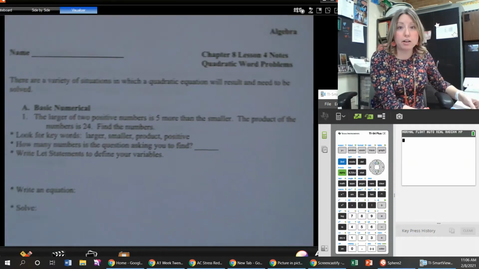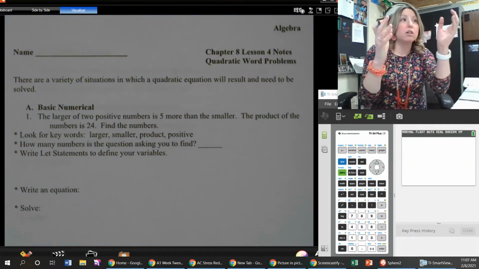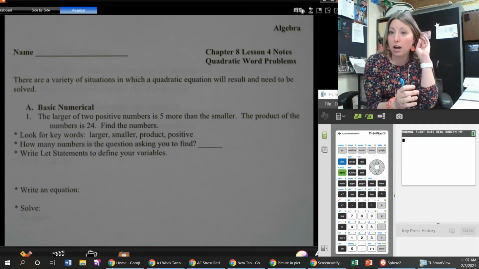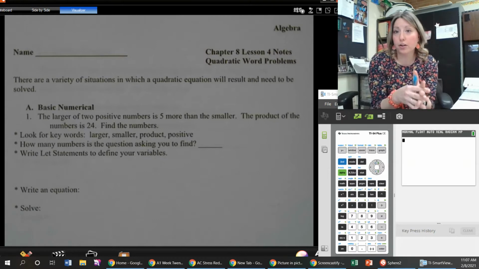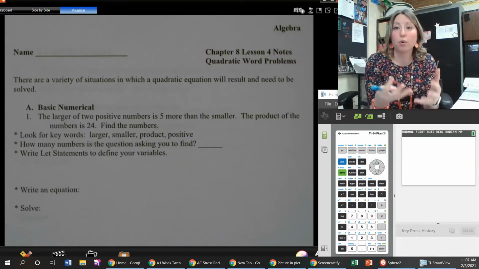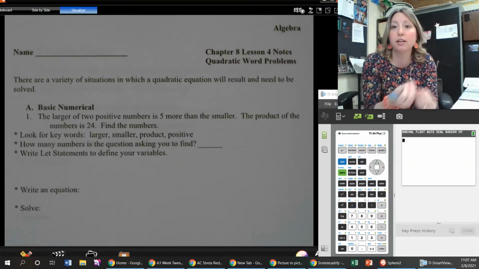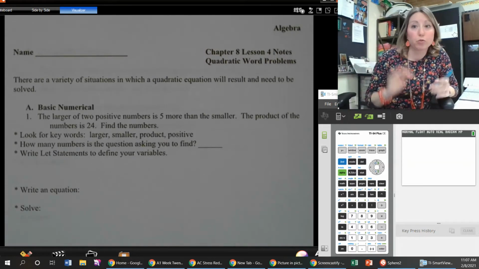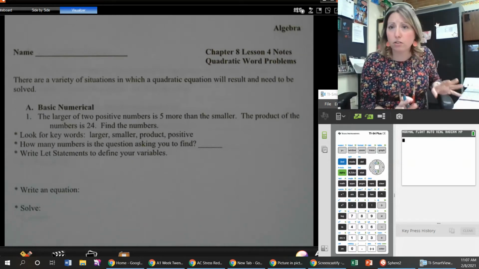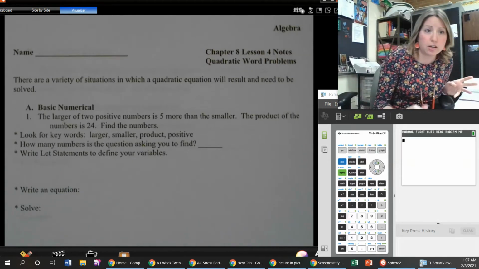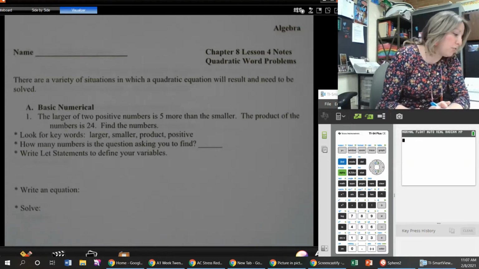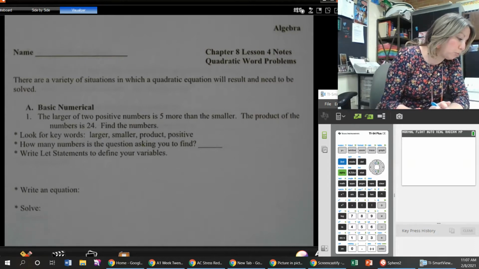As we know, when it comes to word problems, let statements are the key, making sure we identify what our variable is and what it is representing in our scenario. So, a classic basic numeral quadratic equation is: the larger of two positive numbers is 5 more than the smaller. The product of the numbers is 24. Find the numbers.